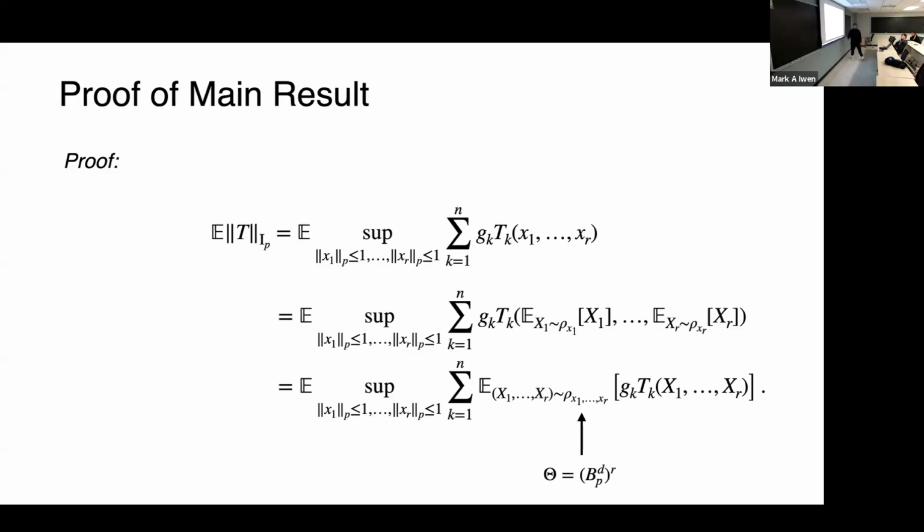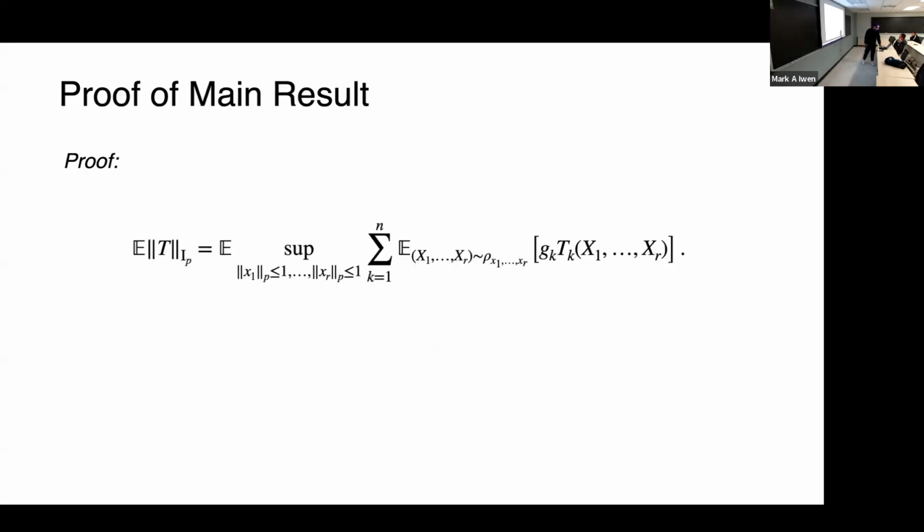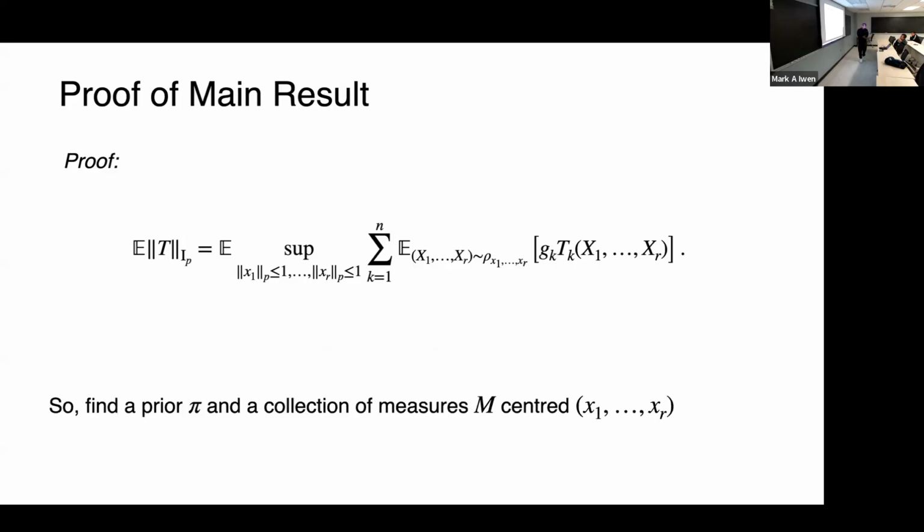So I have a natural function, and this should be my function, f_k, indexed by g_k and this joint product space, x_1 times the product of the L^p balls. Cool. So I have this very simple identity. To close the loop, what I need to do is come up with a prior pi and a collection of measures that are centered at x_1 through x_r, so that I can write it in the formulation that we talked about not too long ago.